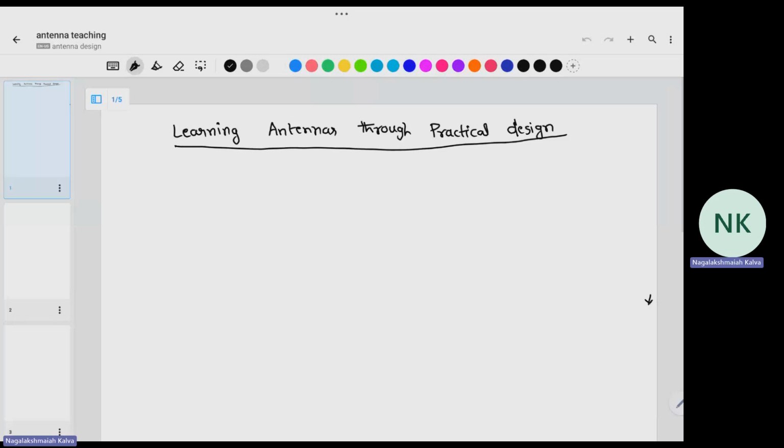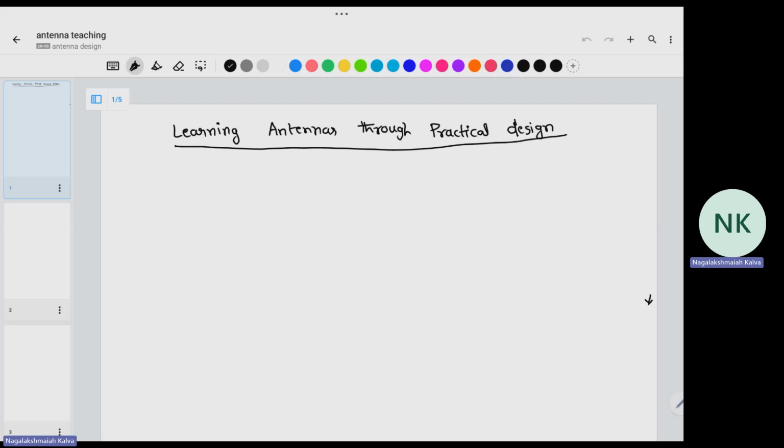Nagalakshmiya. This video series is designed for professionals and students who are working and wanted to work in RF and microwave antenna design domain. So this video series is designed such that first we'll discuss theory concepts related to the specific concept discussed in that video, and its related design will be designed in simulation tool CST Microwave Studio. So we'll learn through practical design.